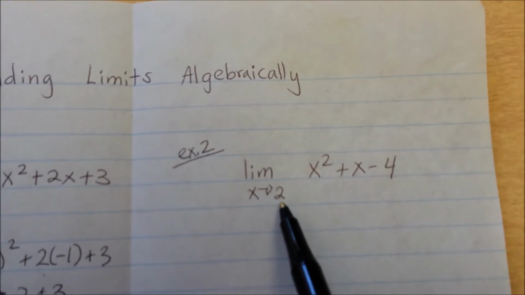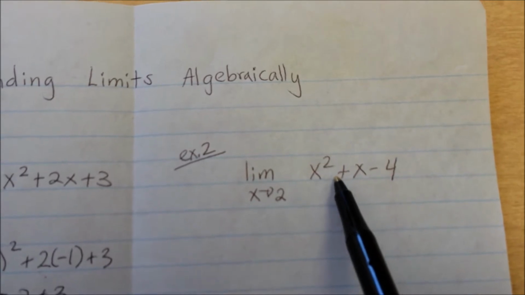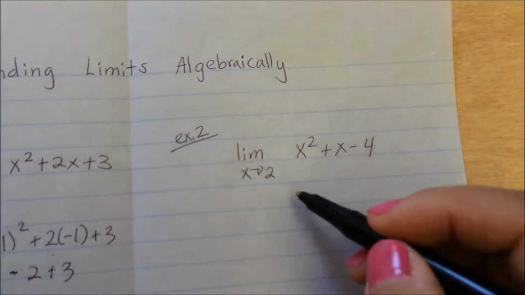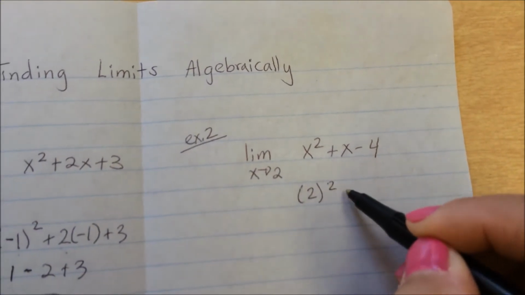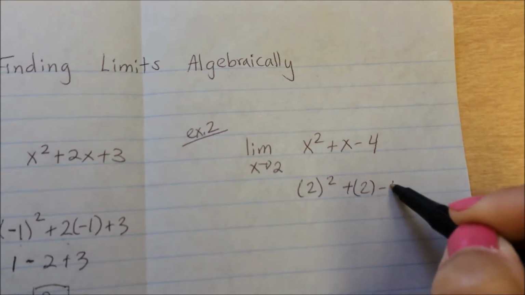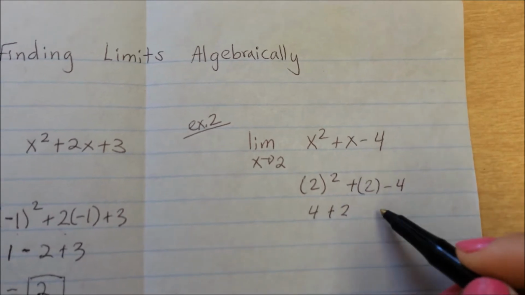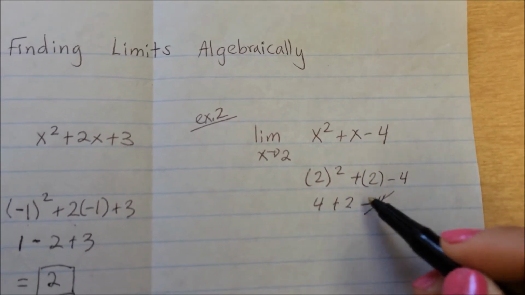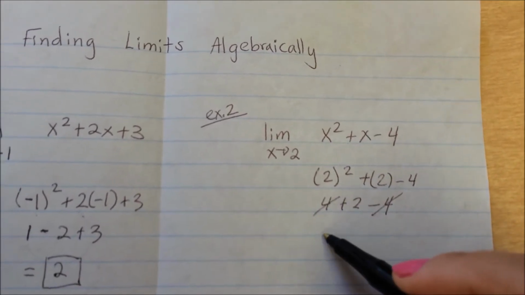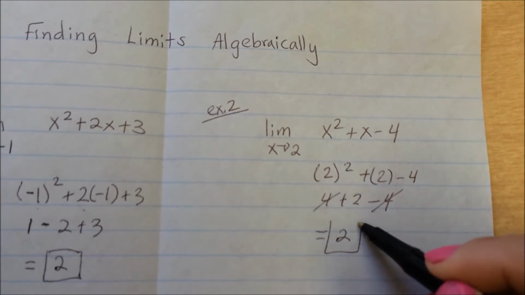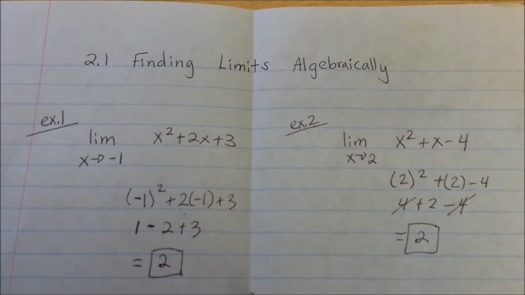So now this one right here, I can actually just substitute into this equation and figure this out. So let's do that again. 2 squared plus 2 minus 4. So 2 squared is 4, plus 2, and then minus 4. The 4's will cancel each other out right there, right? And we're left with 2 again. Okay? So that's what algebraically is.